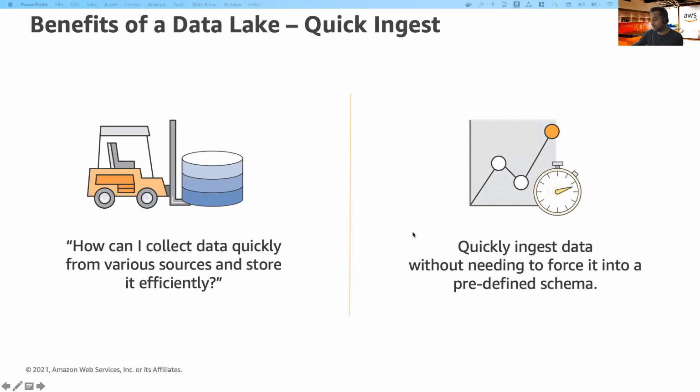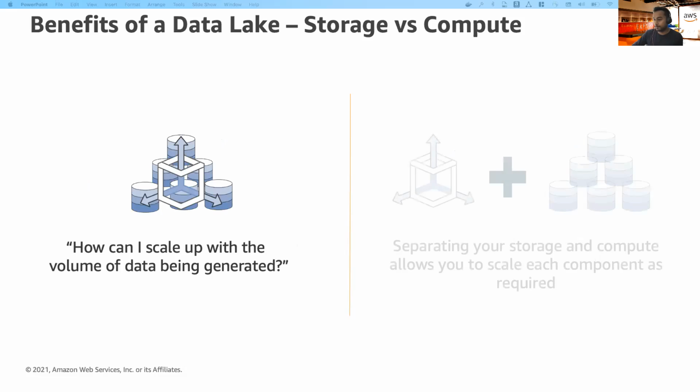Okay, and then this point here is very important. It helps us quickly ingest data without needing to force it into a predefined schema. That becomes a huge problem if there's a predefined schema. Typically, that's the case in relational databases or data warehouses. There are a lot of limitations sometimes when some new data is generated. You need to first set up things in the backend before you can start storing things there. But with a data lake, you don't need to do that, right?